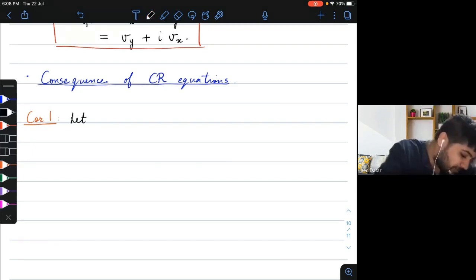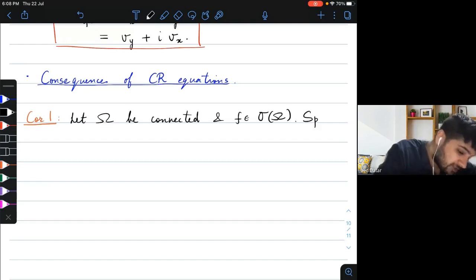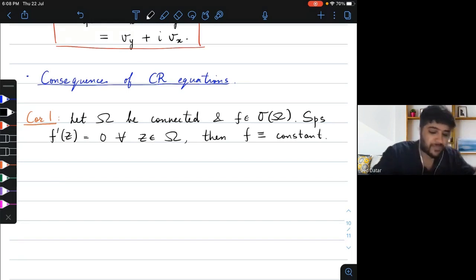Let omega be connected, and f be holomorphic on omega. Suppose f prime of z is equal to 0 for all z in omega, then f is identically equal to a constant. Okay, so how do you prove this?